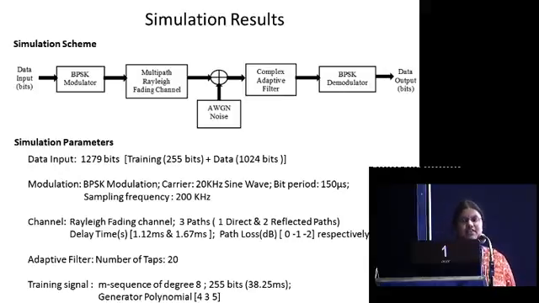The channel here is simulated using a multipath MATLAB object which is already available, where we can set the number of paths. I have taken 3 paths, that is, 1 direct and 2 reflected paths, and I have set the delay length as shown. And I have taken the maximum delay spread to be 3 milliseconds, with the path loss as shown. The filter taps are initially taken as 20, that is, there are 20 weights to be adjusted, and the training signal is an MLS sequence of degree 8.